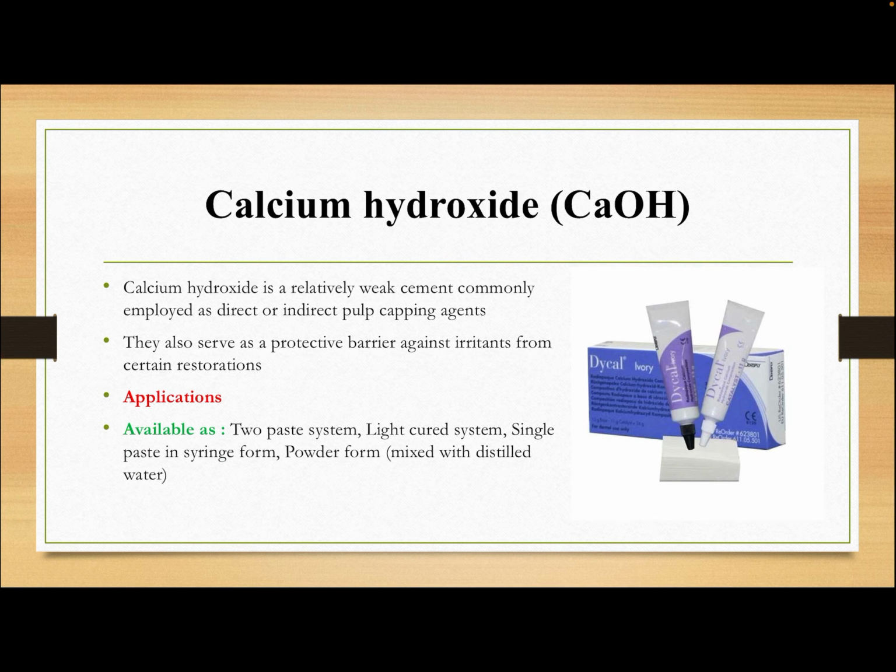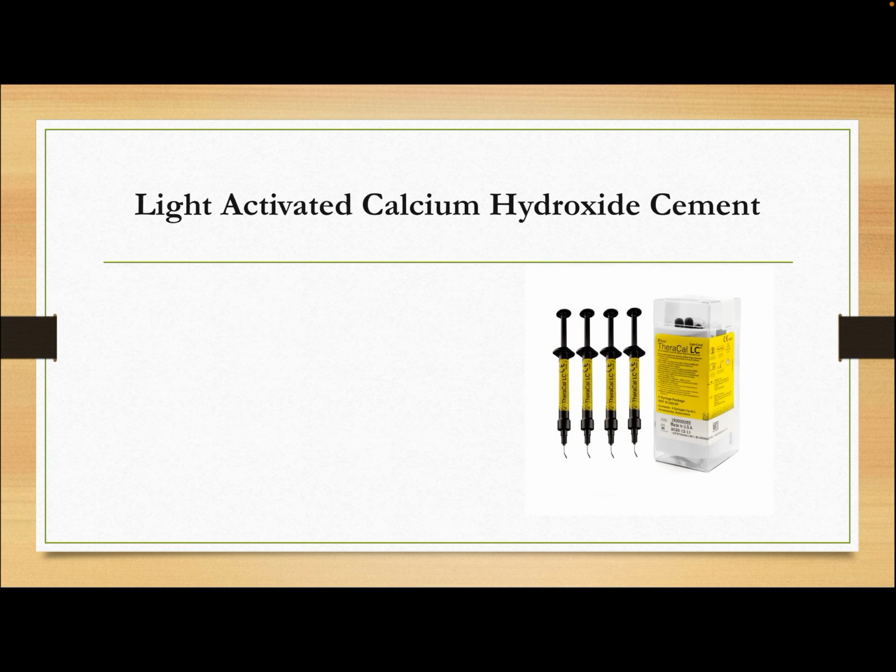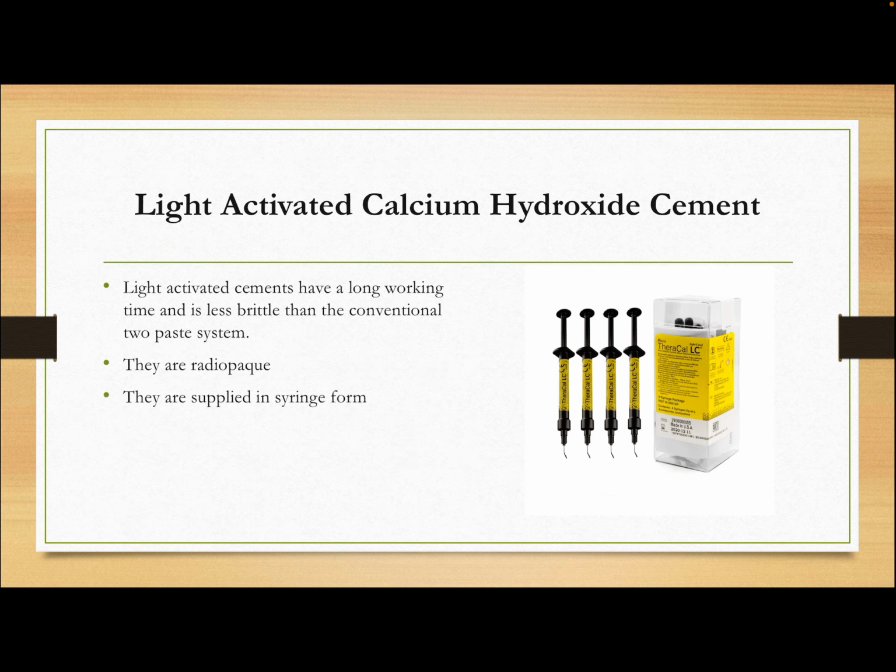It has many forms, like a two-paste system like Dycal, which is a very popular material, a light cure system, a single paste syringe form, and it can also be available in a powder form, mixed with distilled water. The light activated calcium hydroxide cement has a longer working time and is less brittle than the conventional two-paste system. It's radiopaque and supplied in a syringe form.